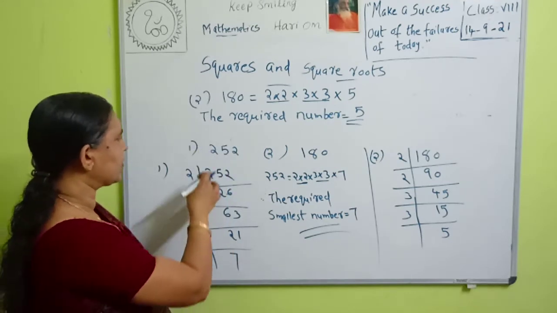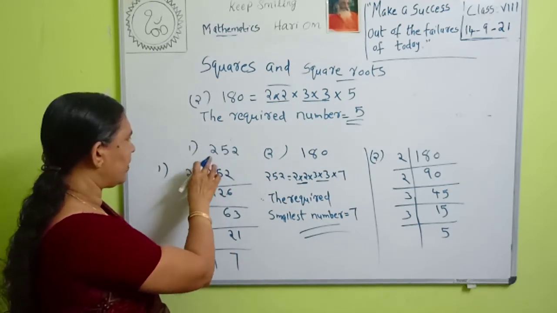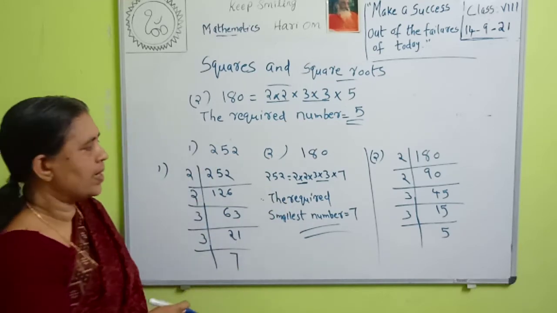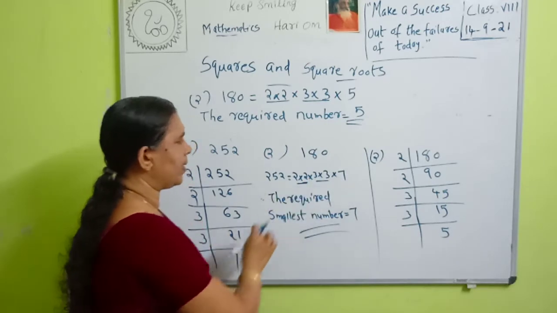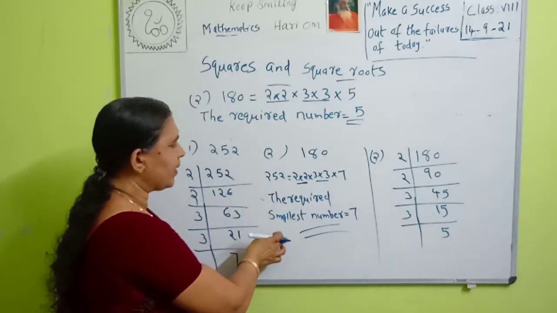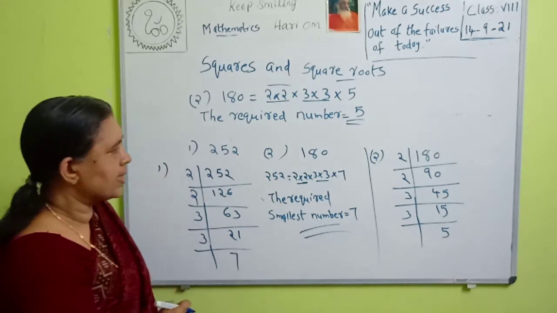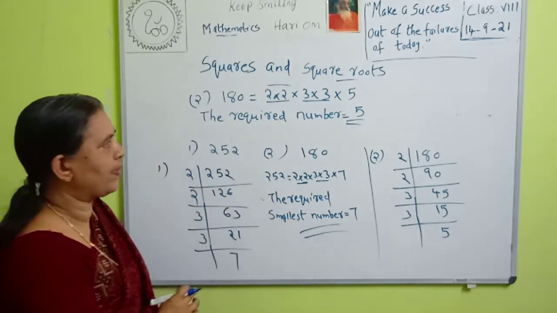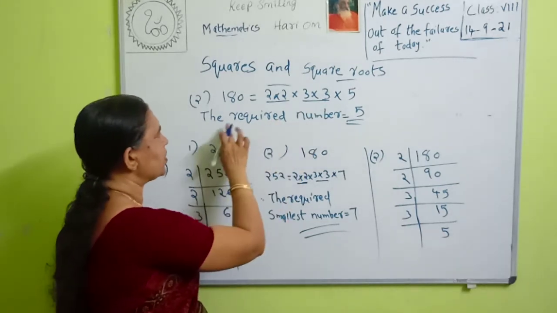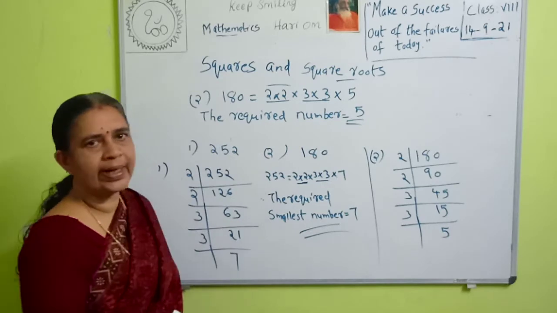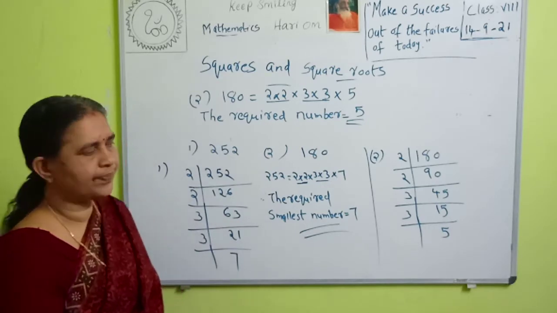So to find the required number to make this number a perfect square, what we do is first we factorize it. First question: 252 is equal to 2 into 2 into 3 into 3 into 7. Here the 7 has no pair. So if we divide the number by 7, then we will get a perfect square. Second question: 180 is equal to 2 into 2 into 3 into 3 into 5. Here 5 has no pair. So if we divide 180 by 5, then we will get a perfect square. Okay.